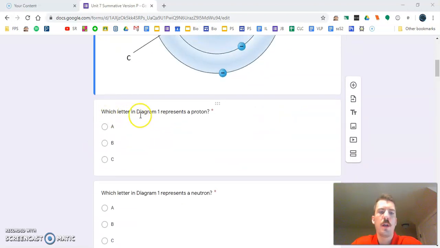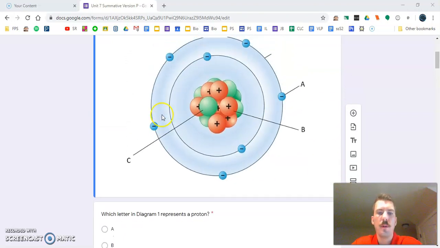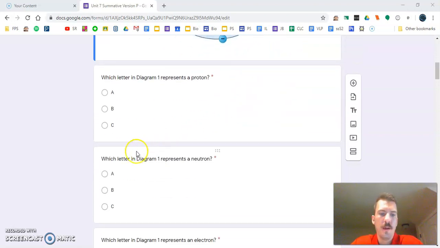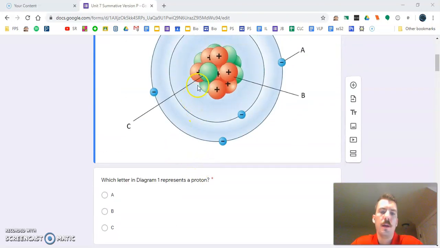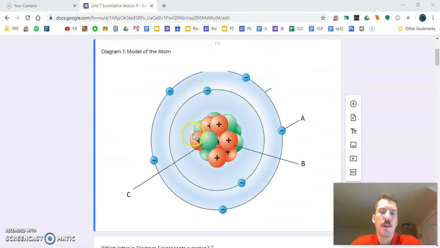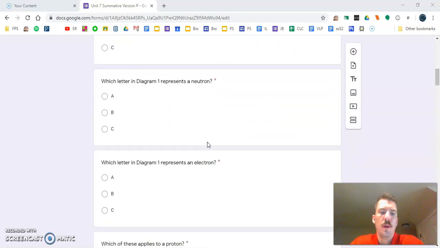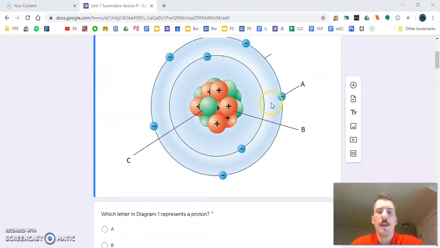Question 1, which letter in diagram 1 represents a proton? That would be letter B, pointing to the positively charged subatomic particles in the nucleus of the atom. Which letter in diagram 1 represents a neutron? That would be this green structure over here, which is letter C. Neutral, neutrons. And an electron that is way out here on the edge of the atom, that is A.